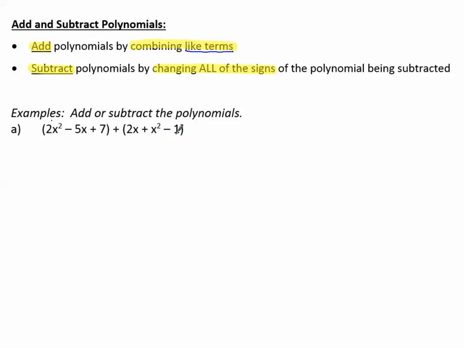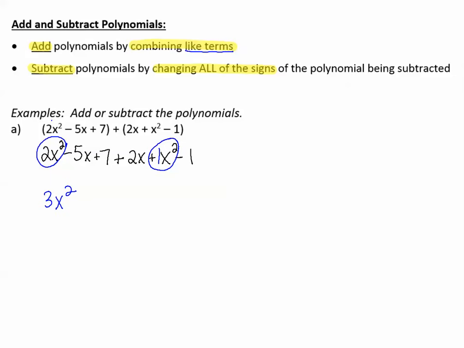So this is the same as saying 2x squared minus 5x plus 7 plus all of these terms, 2x plus x squared minus 1. Now let's look for the like terms. 2x squared, this has an x squared in it, this has an x squared in it. This is like saying 1x squared. So I have 2x squareds plus 1x squareds. That makes 3x squareds.